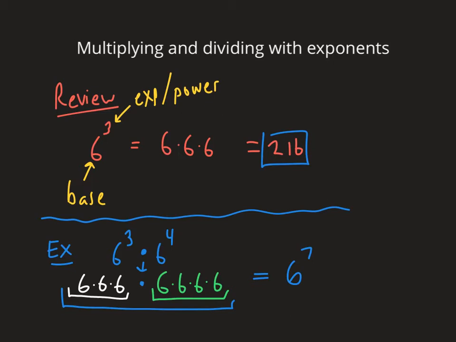So what did it appear we did? If you take a look at those exponents, how are they related to 7? Well, isn't it true that 3 plus 4 equals 7? That works because this first term was 3 factors of 6, and this one had 4 factors, so it ends up being 7 total factors of 6. So the rule is, let's do one more example, then we'll do the rule.